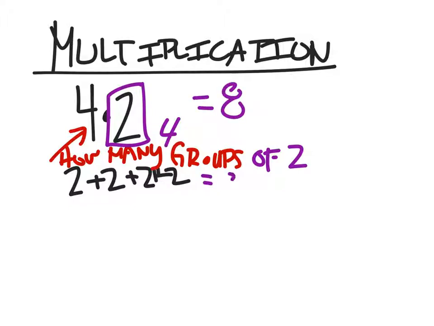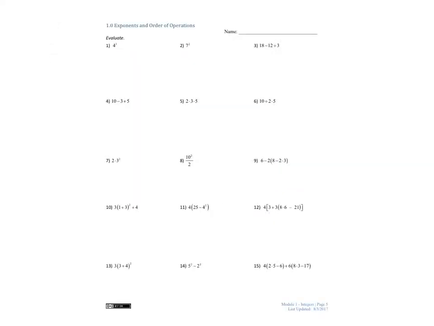Same with the addition part on that, okay? So 2 plus 2 plus 2 plus 2, I think that was 4 twos, is 8. Or 4 times 2 is 8. They're the same thing. So we have exponents and order of operations. Let's check this stuff out.